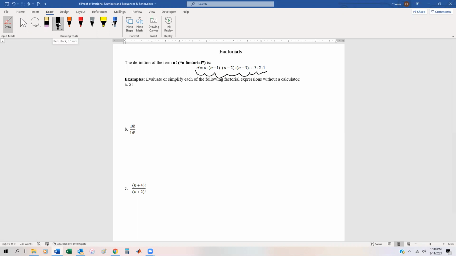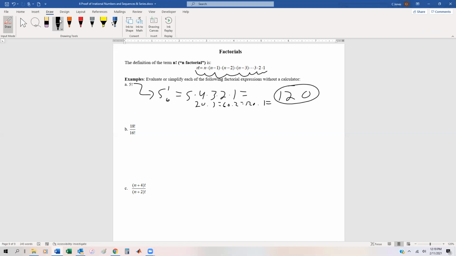So a very simplistic example of evaluating a factorial is 5 factorial. And 5 factorial is 5 times 4 times 3 times 2 times 1. And we know that this is going to be 20 times 3, which is 60, times 2, which is 120, times 1. So 5 factorial is 120.